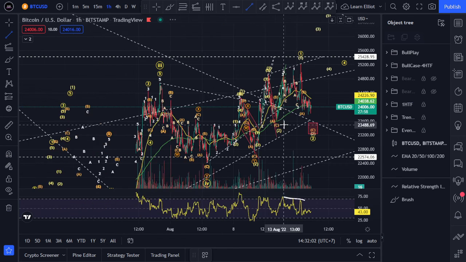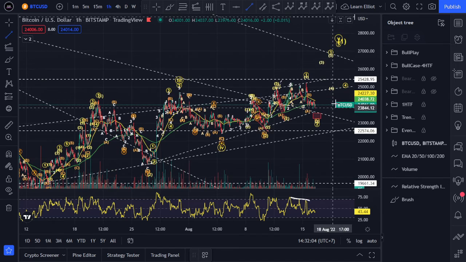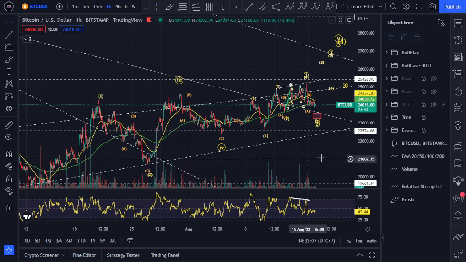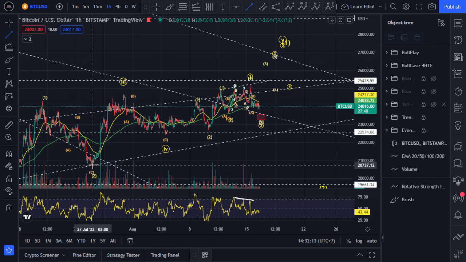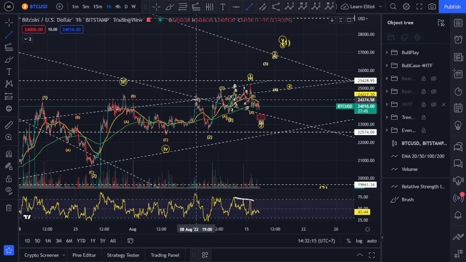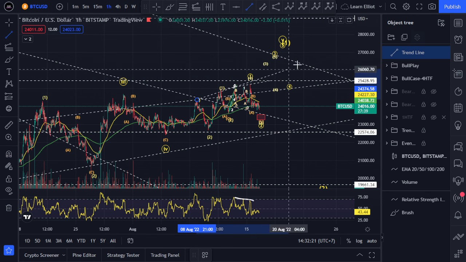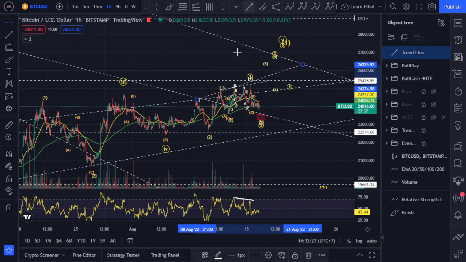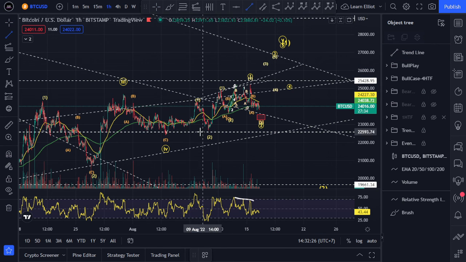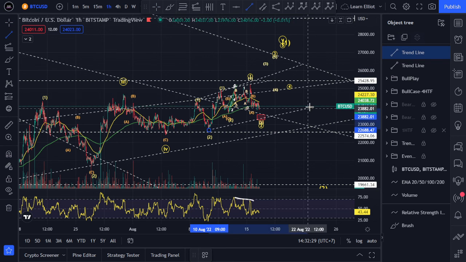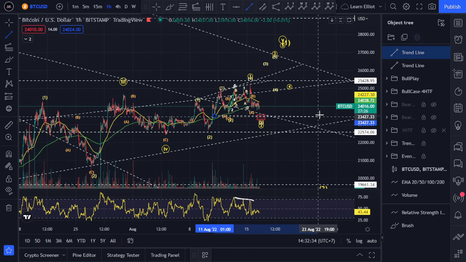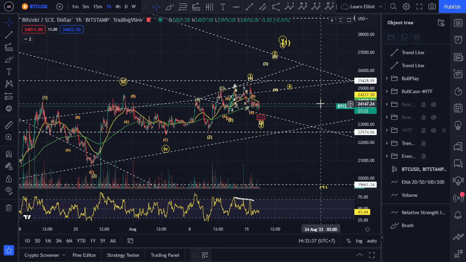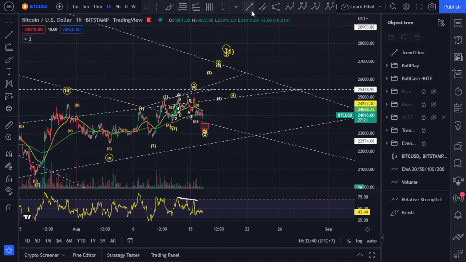So what do we have here? A leading diagonal. So this is a leading diagonal from this, maybe, or from this. Yeah, it looks like a leading diagonal from it. So I can draw a trend line here, and another one here. Oops, from this, sorry. Yeah, it looks like a leading diagonal.